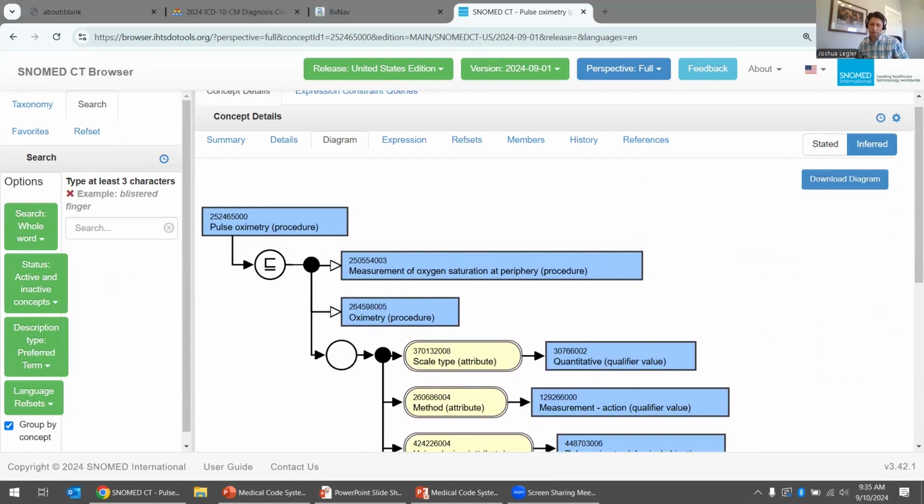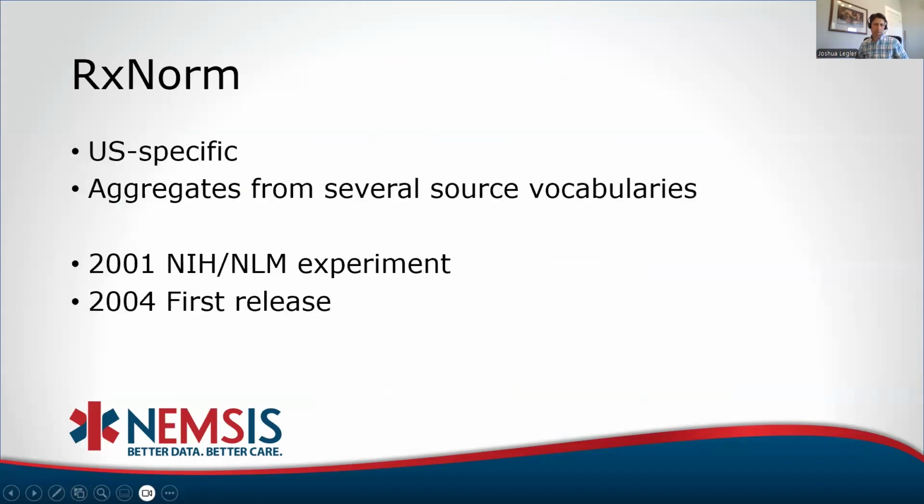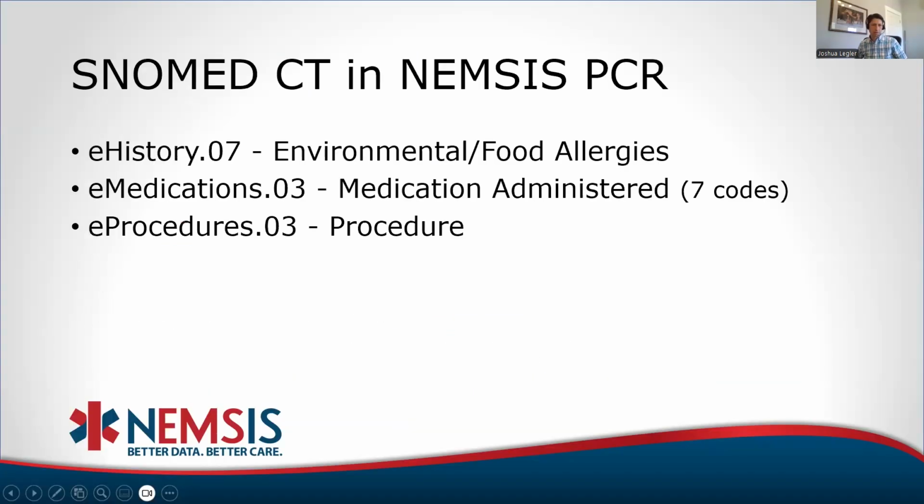Okay, I saw a thing in the chat. I missed which elements require RxNorm. So let's go back to that one. These 3 elements here: medication allergies, current medications, and medication administered. Those are the ones that NEMSIS uses.